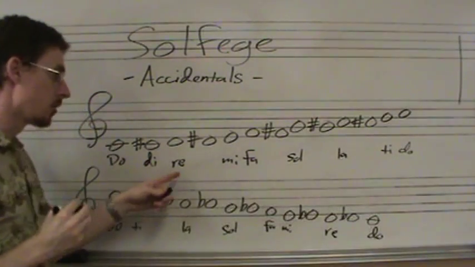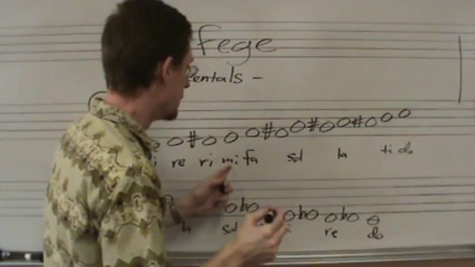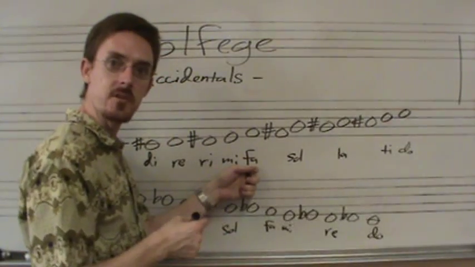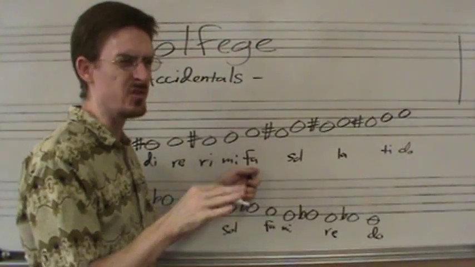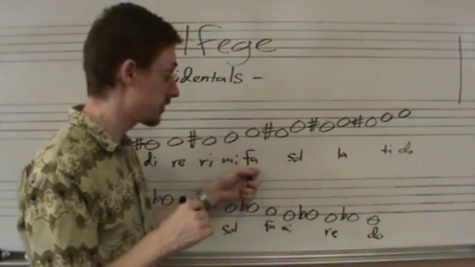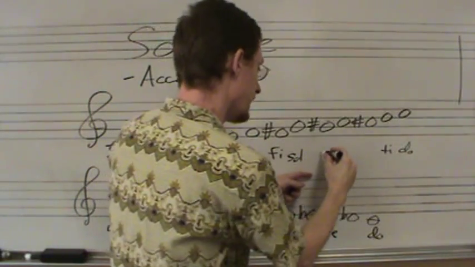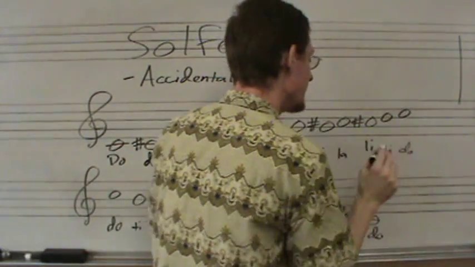So do will become di, re will become ri, mi is not raised because it already is a half step from fa. Now, a mi sharp does exist, but so rarely that we'll deal with that when we get to it, very near the end of the books. Fa becomes fi, sol becomes si, la becomes li.